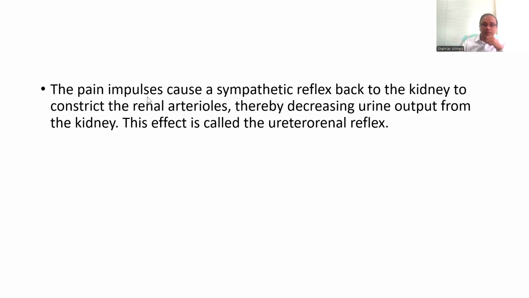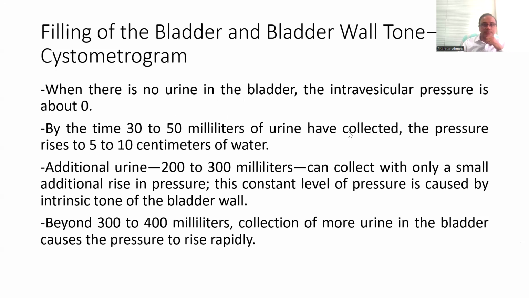Pain impulse causes a sympathetic reflex back to the kidney to constrict the renal arterioles, thereby decreasing urine output from the kidney. This effect is called ureterorenal reflex.